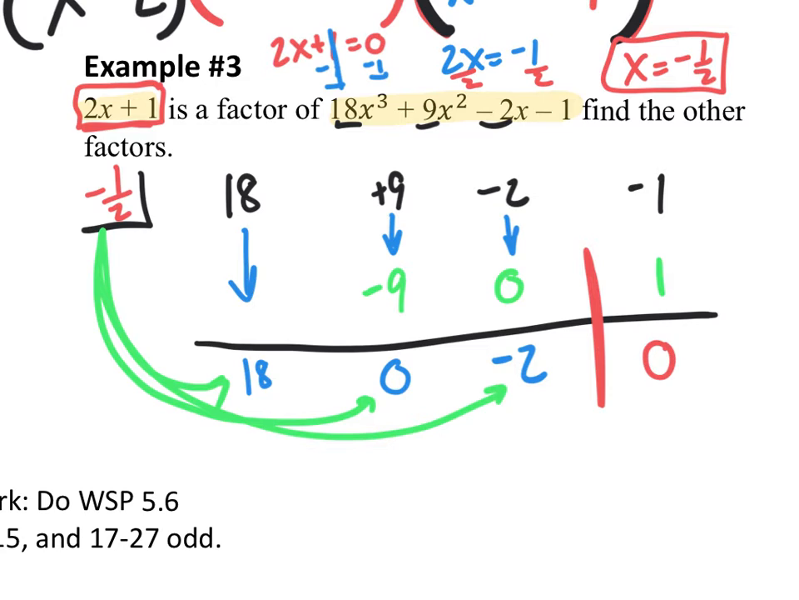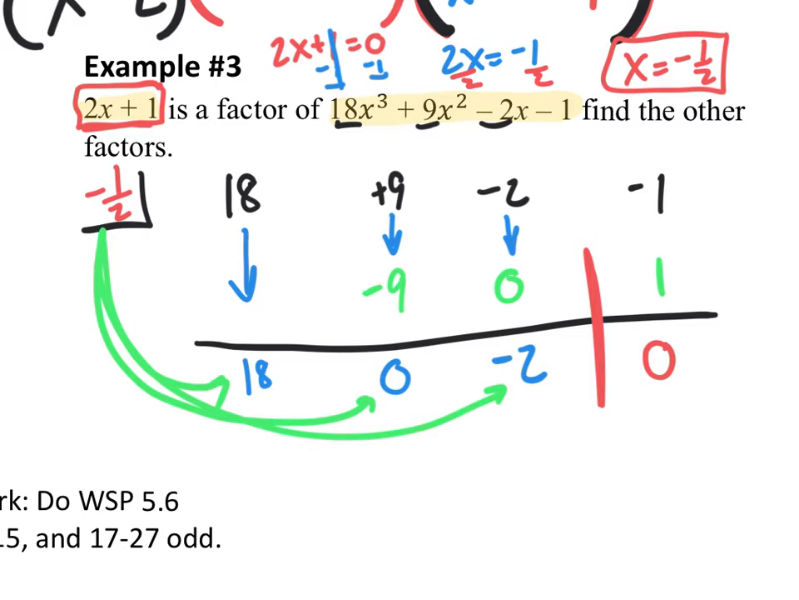Why is it no surprise? Because they told us that 2x plus 1 is a factor. So why would I do this? To get these blue numbers that will produce our depressed polynomial. So we're going to take this 18, and what are we going to put right behind it? We're going to put x to the second. So it's 18x to the second.